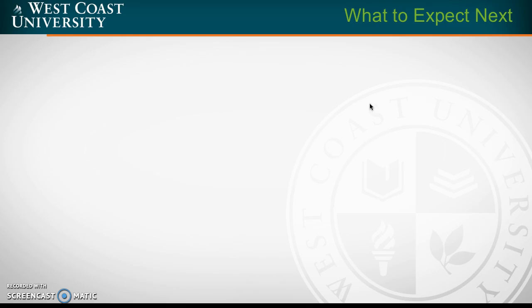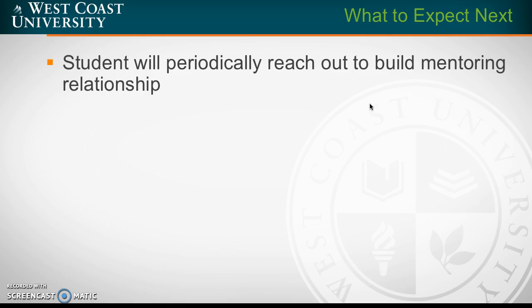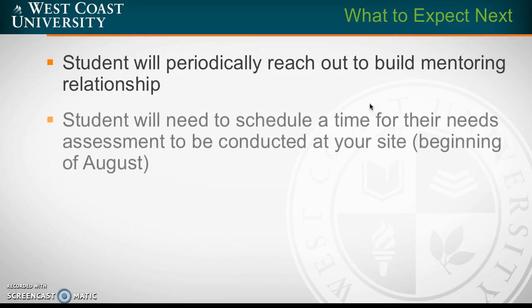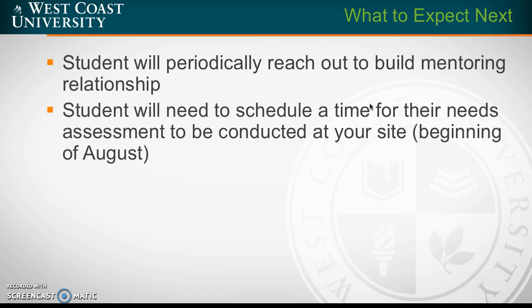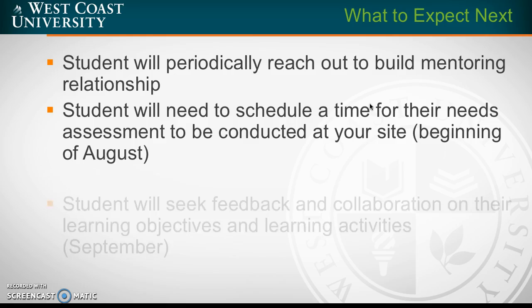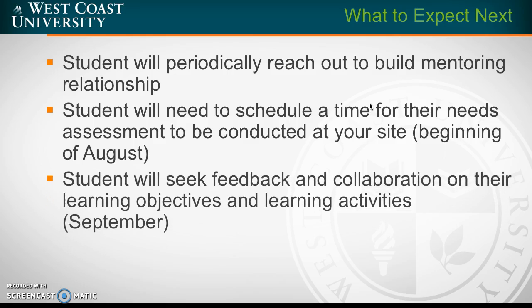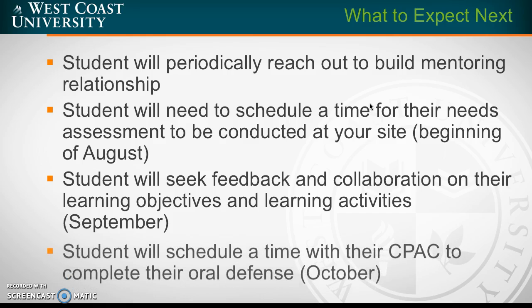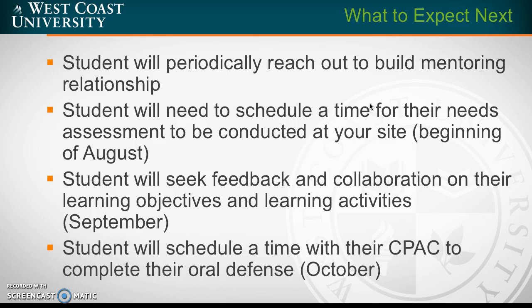What to expect next? Moving forward, the student will periodically be reaching out to you to build their mentoring relationship, and they will need to schedule a time to conduct their needs assessment with your site. This will take place roughly the beginning of August. The student will also be seeking feedback and collaboration on their learning objectives and learning activities around September, and the student will schedule a time with their CPAC, which includes you, to complete their oral defense in October.